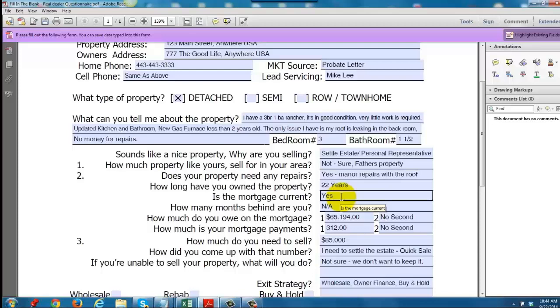But if the property owner is 60 days late on their mortgage, you have to have that owner contact an agent or an attorney, and then you're able to buy the property through those individuals.